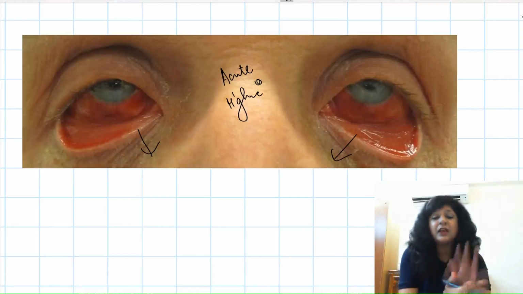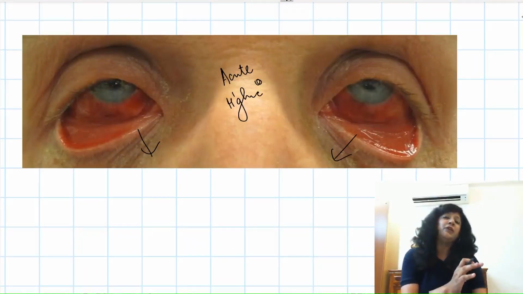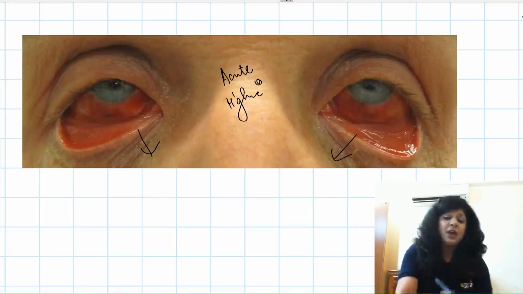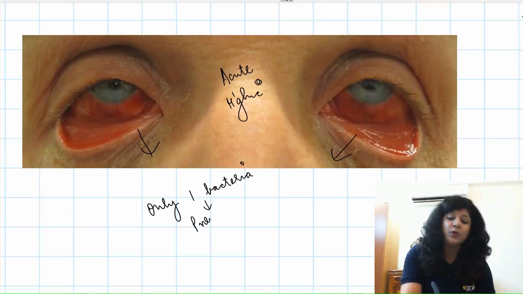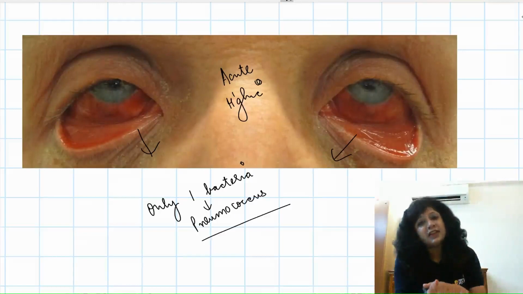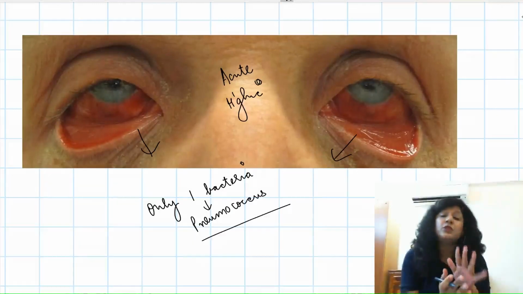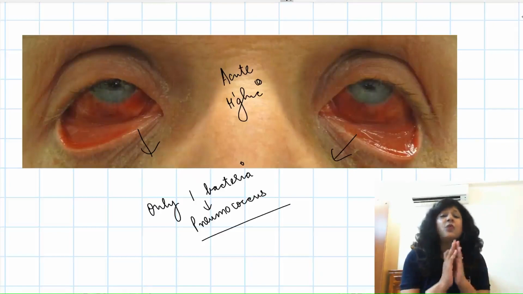This is the typical acute hemorrhagic conjunctivitis, very typically found in cases of viral conjunctivitis. Only there is one bacteria which can produce the hemorrhages, and that one bacteria is the pneumococcus. Otherwise, if I am saying hemorrhagic conjunctivitis, that means I am talking of viral conjunctivitis. This is also called Apollo conjunctivitis. Okay, so this is asked quite many times.